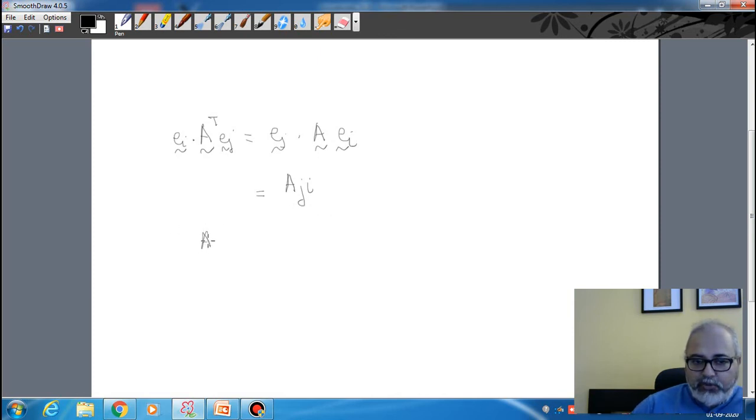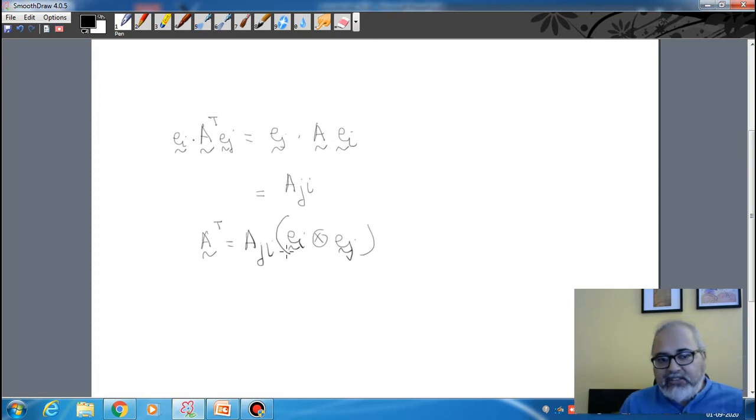Therefore, A transpose can be written as A ji ei dyadic ej. Remember, ei dyadic ej are the basis for all second order tensors. Any second order tensor can be expressed in this basis. So this is the first one.